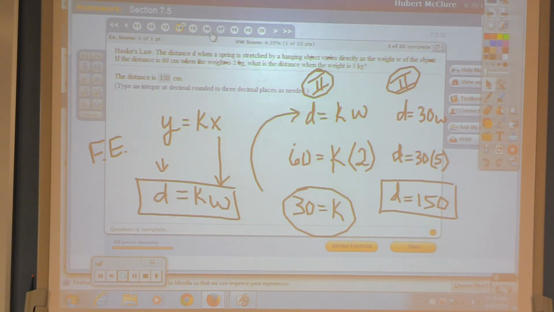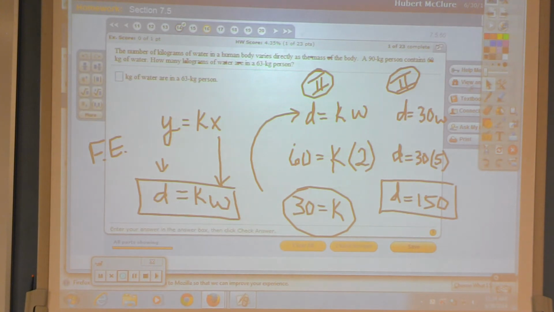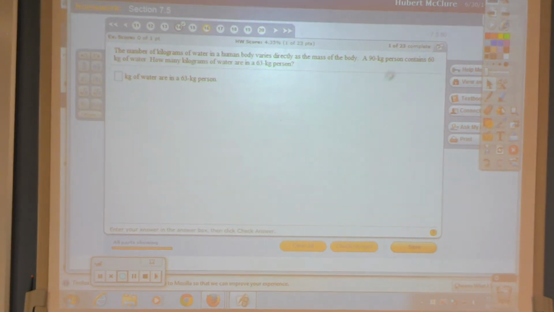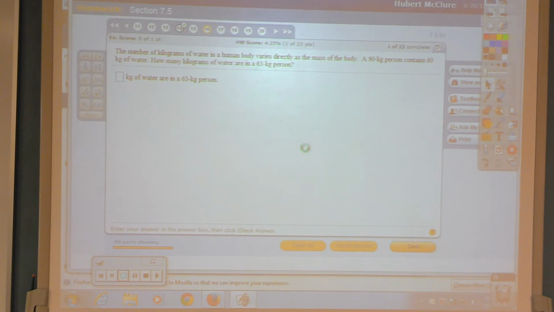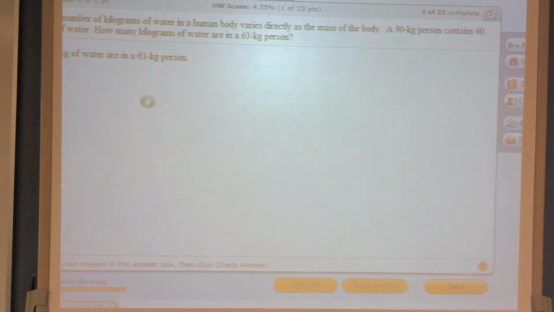So let's do another one. Let's do number 16. And I'll let y'all do that by yourself. I'll blow it up a little bit for you. And read it.